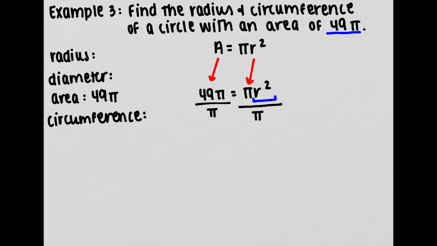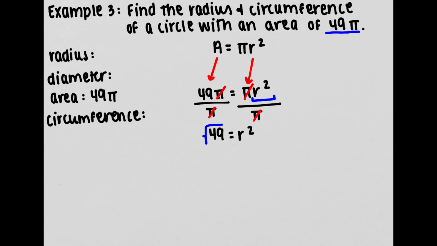When I do that on the left side, it cancels out, and I'm just left with 49 is equal to, on the right side, my pi's cancel out, and I'm left with r squared. Now I'm not done yet. I need to get r by itself, and it's squared right now. So the opposite of squaring something is taking the square root. I'm going to take the square root of both sides. When I take the square root of r squared, that leaves me with just r. And when I take the square root of 49, that gives me 7. So I just found out what my radius is. I know my radius is 7.